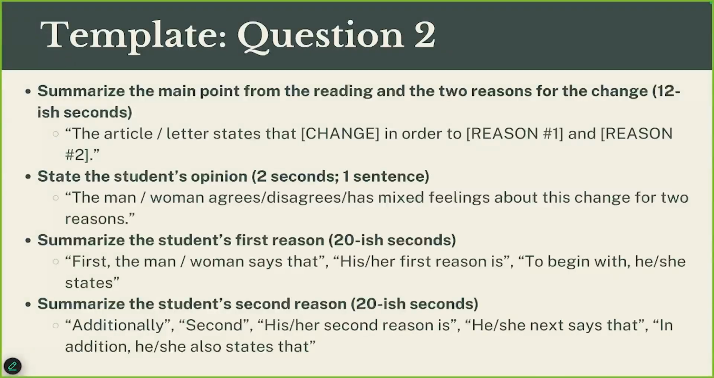So this question is hard. Questions 2 and 3 are the hardest, in my opinion. So if you find this really challenging, that's okay. You'll get better at it as you practice.